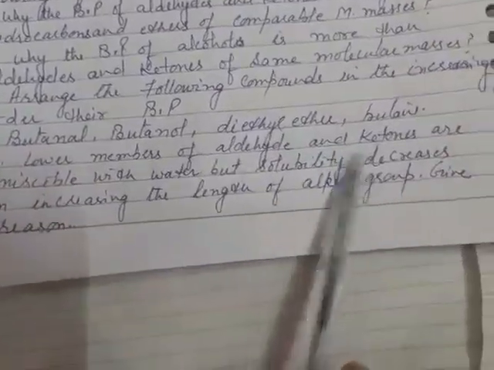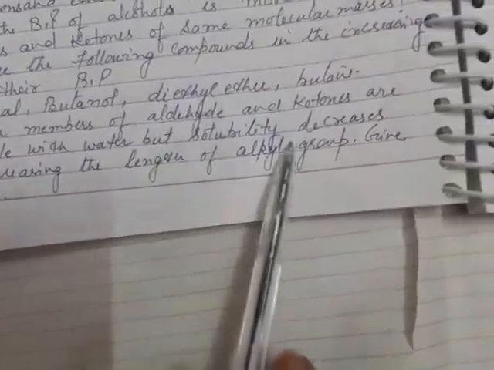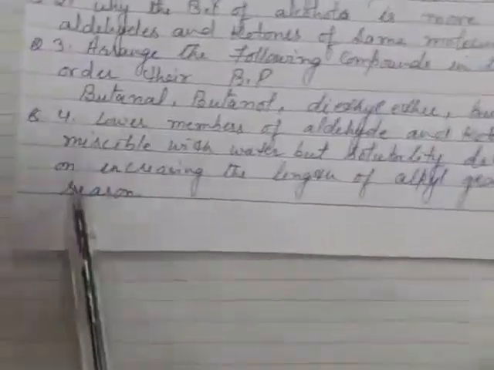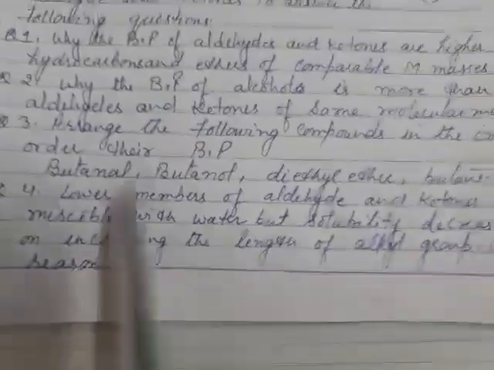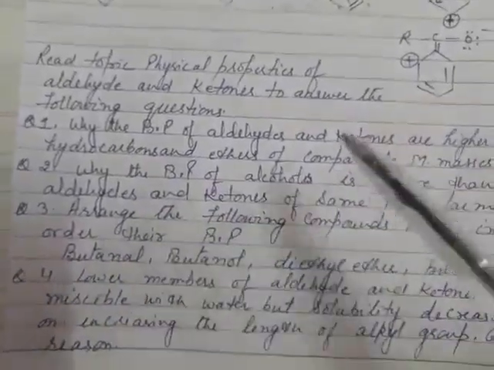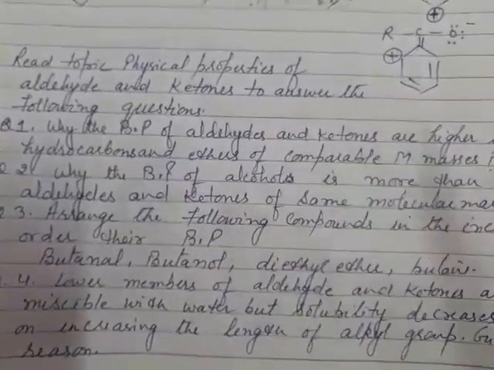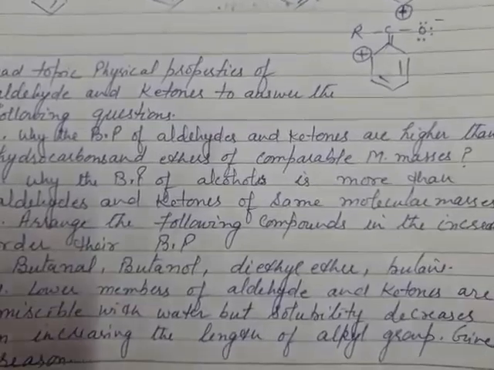Lower members of aldehydes and ketones are miscible with water in all proportions, but the solubility decreases on increasing the length of the alkyl group. Give reason. You have to write these answers, but read the topic physical properties of aldehydes and ketones first and then answer these questions.